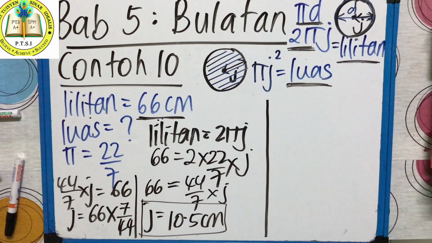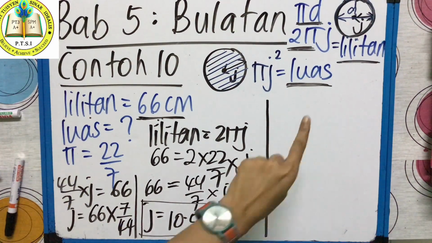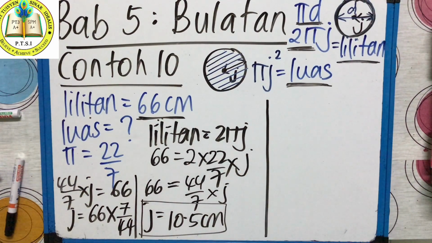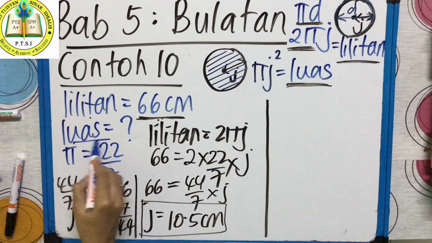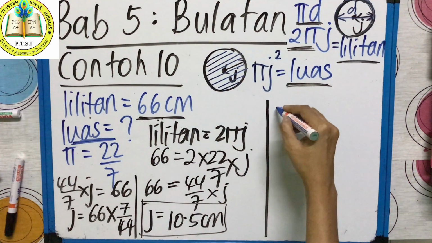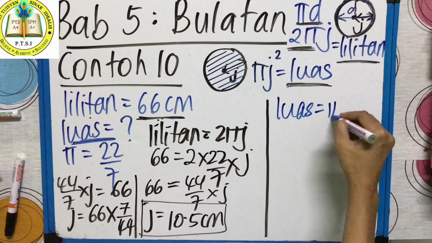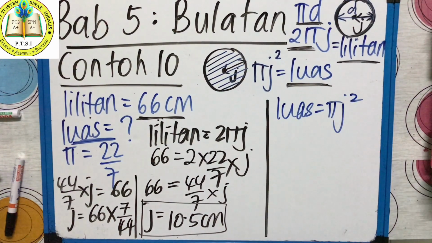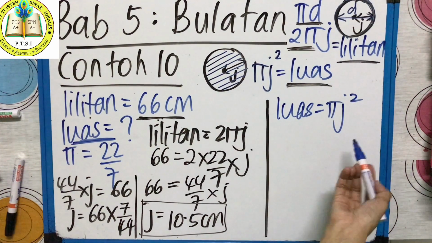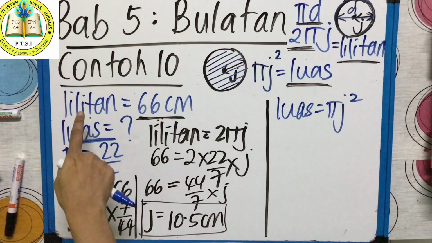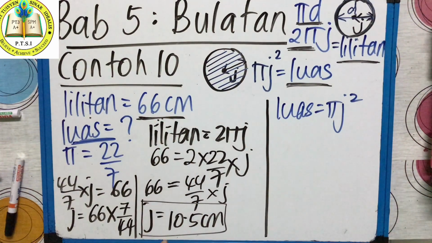So jejari kamu sudah dapat. Tapi soalan tak tanya jejari. Question they didn't ask jejari, but you must have jejari, then only you can do the luas formula. You see here, apa mereka minta? Luas, area. What is the formula for luas? Luas equal pi j kuasa 2. How will you do luas if you don't know the jejari? So kamu guna formula lilitan, cari jejari dulu. After you got the jejari, now you do the luas.